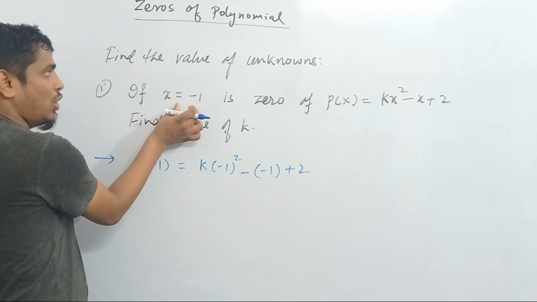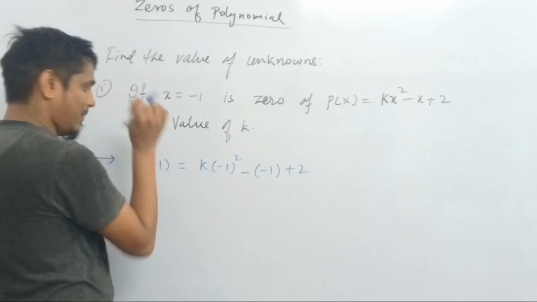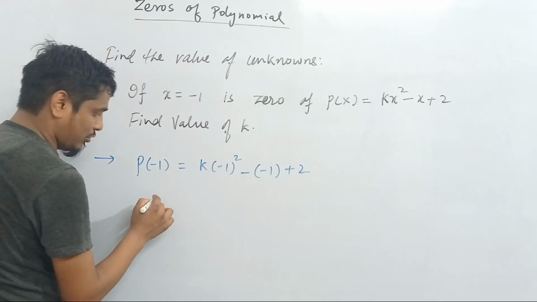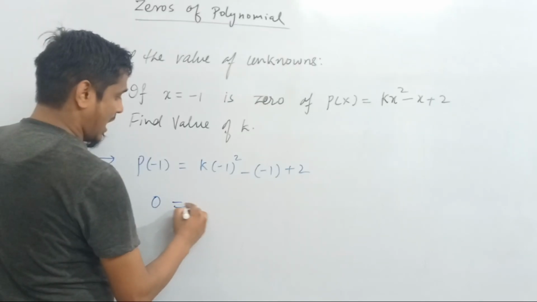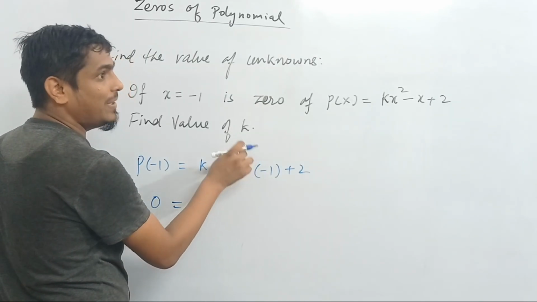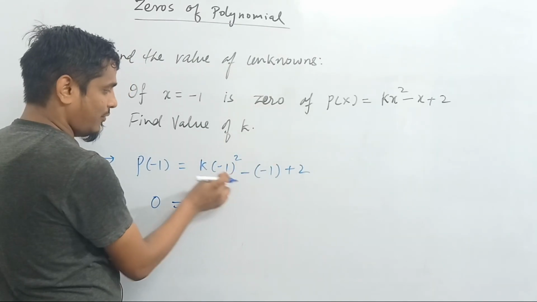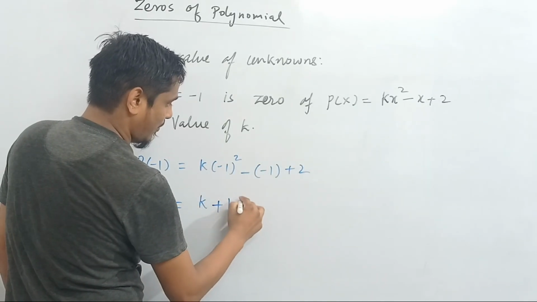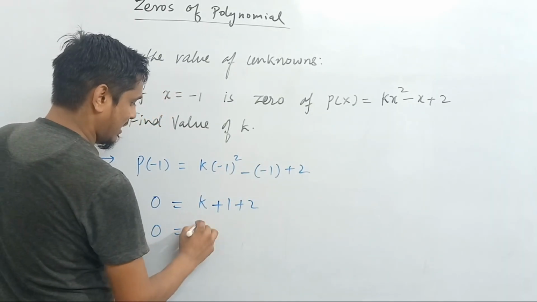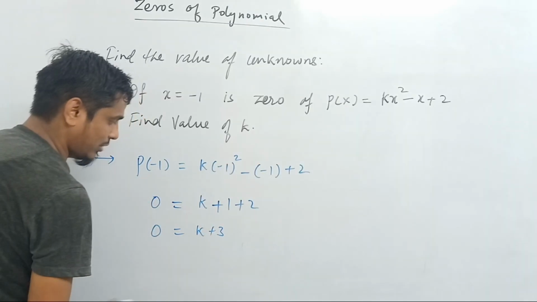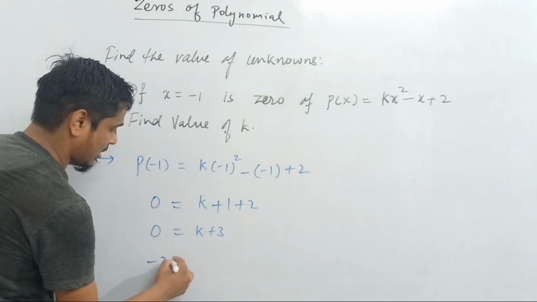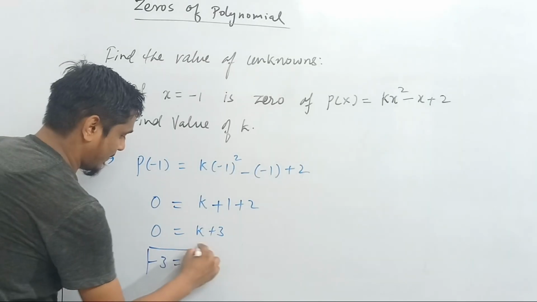As x equal to minus 1 is a zero, it means at x equal to minus 1, p(negative 1) will be equal to 0. So this is equal to 0, and this is k times negative 1 square, which means positive 1. Positive 1 into k is k. Now here minus minus is plus 1, plus 2. So we get k plus 3. The value of k we can find by transposing this to the other side. So negative 3 is the value of k.